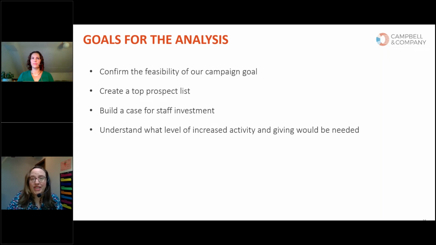So the goals for the analysis that Campbell did for us: we wanted to confirm the feasibility of our campaign. Back in 2017, the board approved an $80 million campaign, but they hadn't really done a deep dive into the data to see if that was actually feasible. So the number, 80 million, was well socialized among our board and volunteers, but the reality of can we get there was not clear to the group.